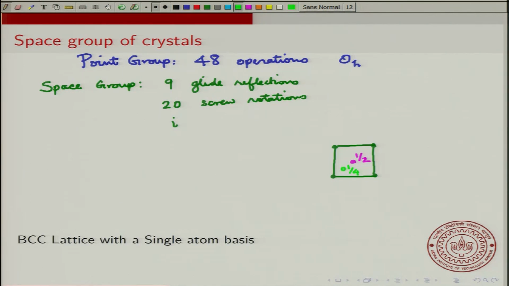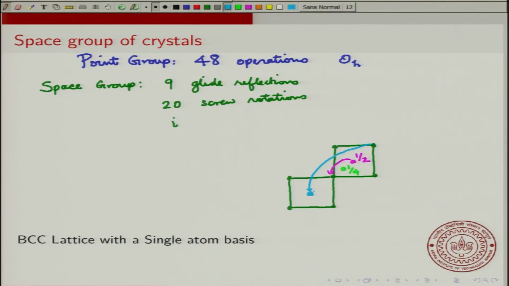Because about this inversion center, you can see that this point comes here, and this point right here will become the body center of this cell. So when you invert about this point, it will be raised up and it will become the body center of this cell. So unless you consider two cells, you won't be able to see this inversion operation.